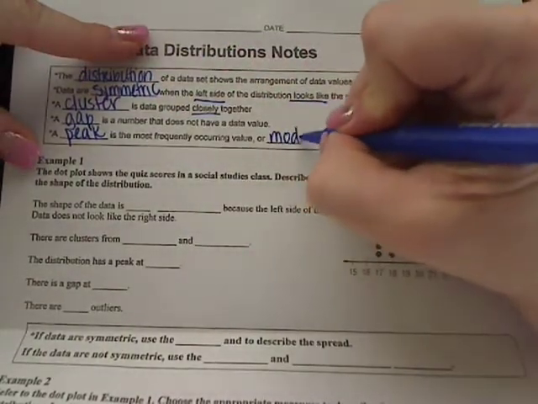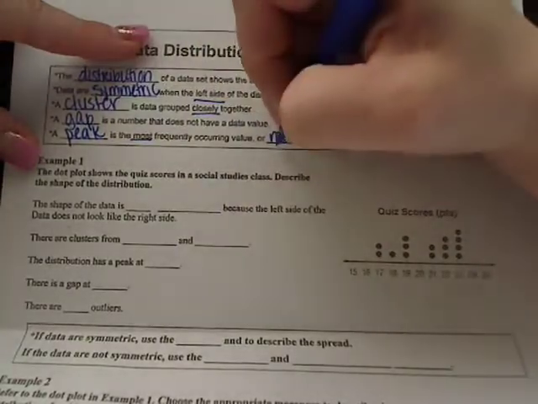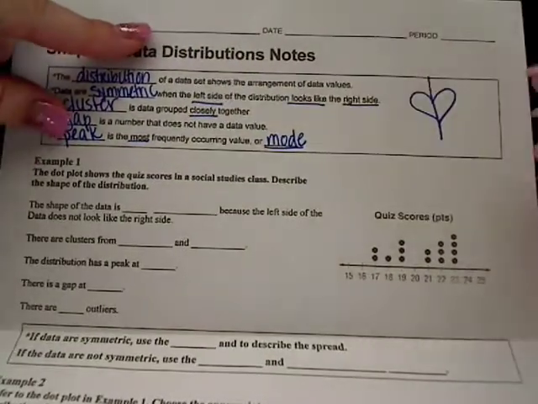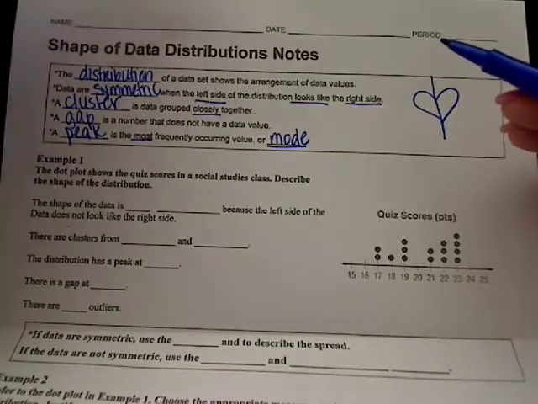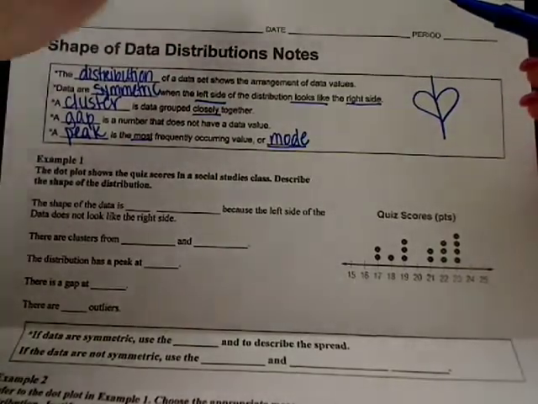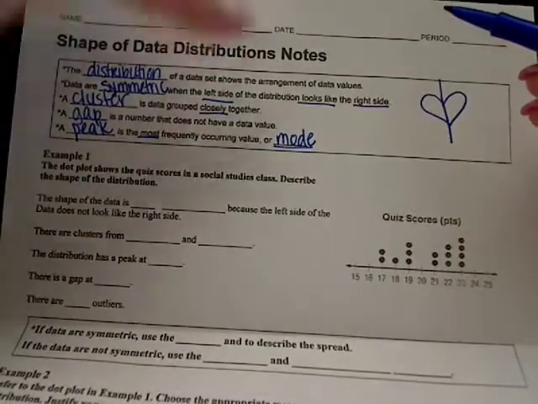And then the last one would be a peak, which is the most frequently occurring value. And we know that the one that occurs the most often is the mode. Okay, so a peak is the mode. Think of a mountain peak. That's the top of the mountain. It's the highest point, so it's the one that occurs the most.